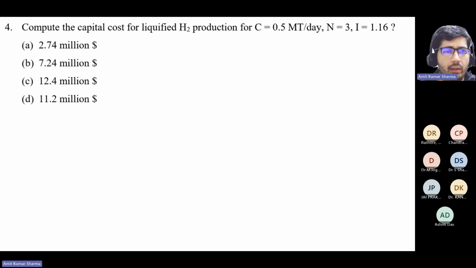Now a small numerical: compute the capital cost for liquefied hydrogen production for a car. You have been given some values: C equals 0.5 MT per day, N equals 3, I equals 1.16. Try to remember the formula, put in these values, and let me know the answer.